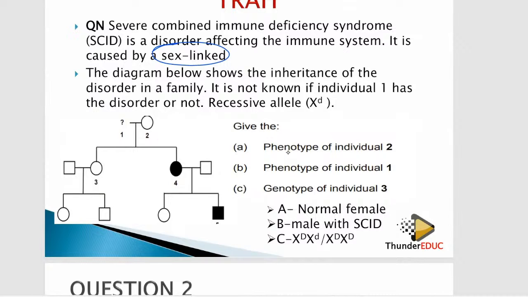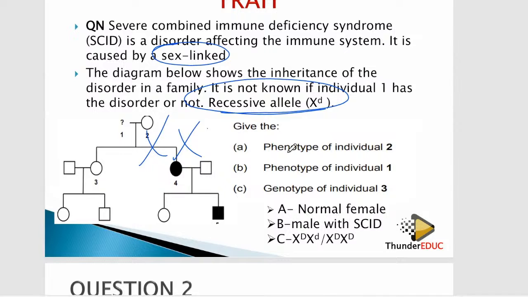So in this case, I have to use X and Y. They're saying the pedigree diagram below shows the inheritance of the disorder in the family. It is not known if the individual has the disorder or not. And then they're saying it's caused by a recessive allele. So they have mentioned it.